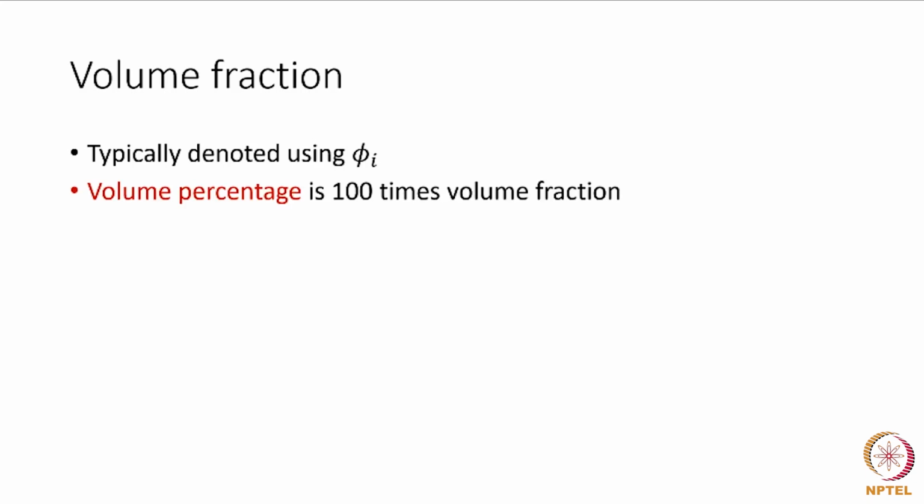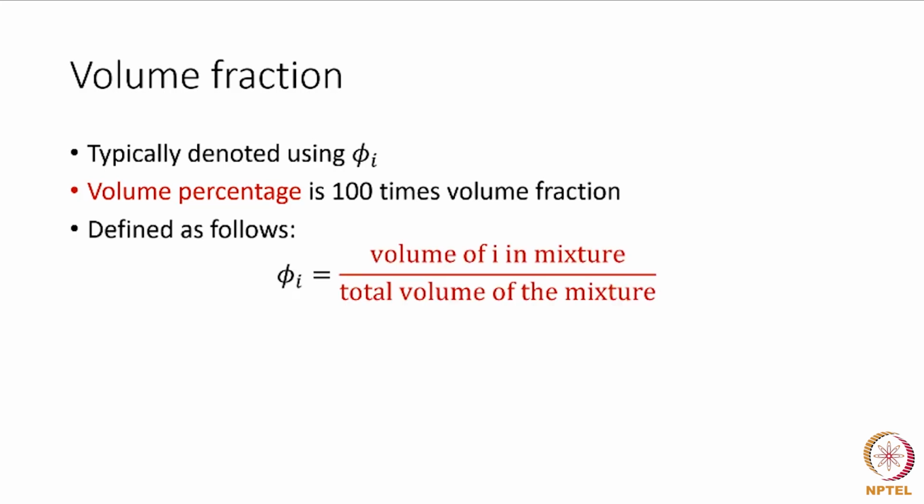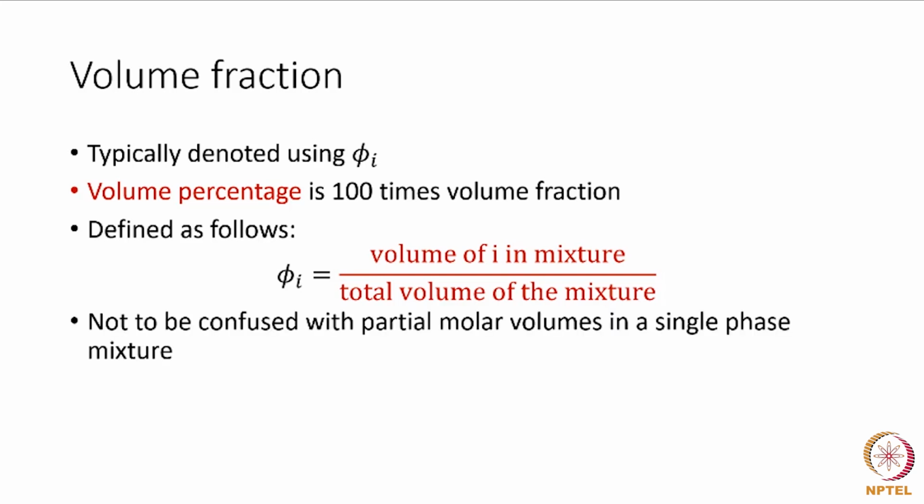We can also define one more measure, going by the quantity volume. Volume fraction is denoted usually using phi i for the constituent i. Volume percentage is 100 times volume fraction, and volume fraction is defined as follows. It is equal to volume of i in mixture divided by total volume of the mixture. And very often one may confuse this volume fraction with so-called partial molar volumes in a single phase mixture. One should not do that, because in the discussion that follows we illustrate how these are very different.